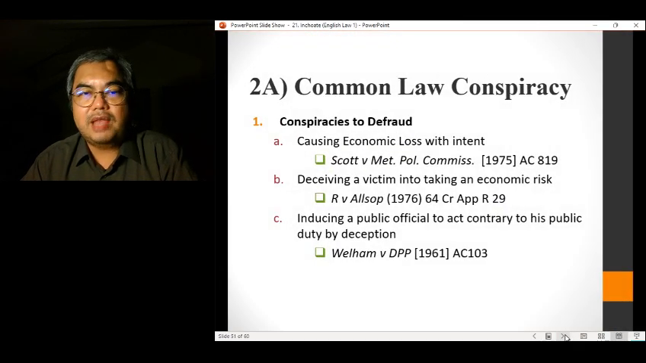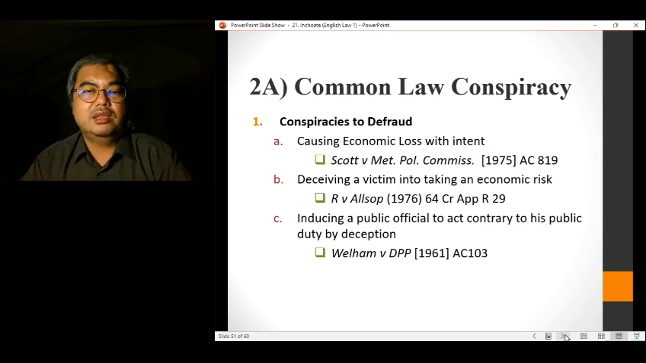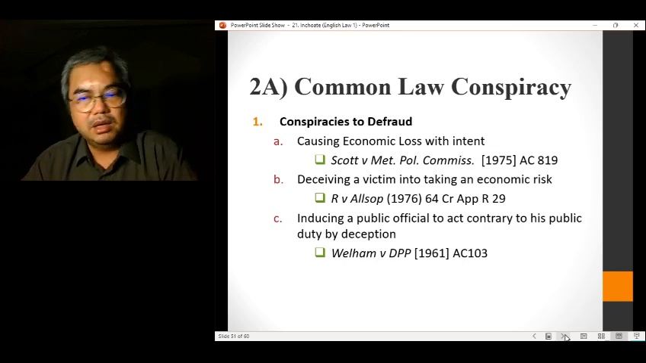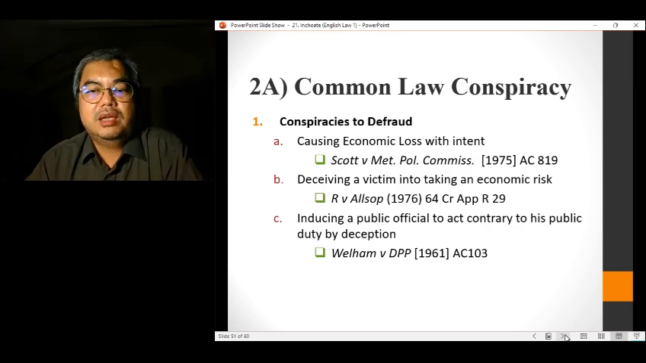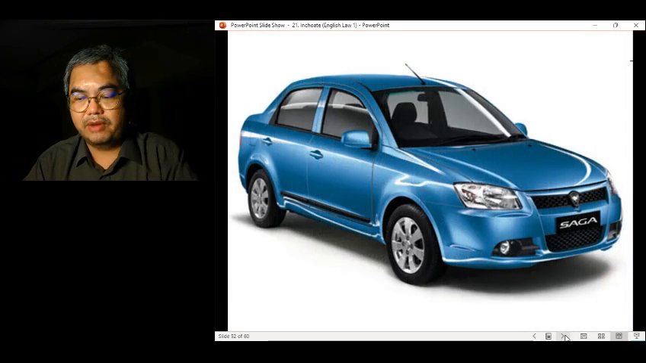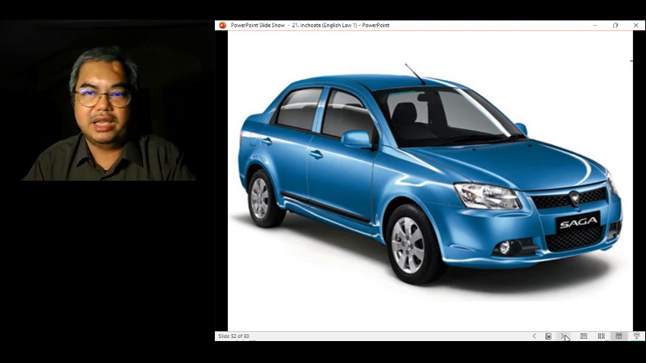Now, the second type of conspiracy to defraud is where you deceive a victim into taking an economic risk. And this is illustrated in the case of Crown against Elsop. The Crown against Elsop is regarding a hire purchase company. Now, hire purchase is something that you will take up when you want to buy a car in the future, if you haven't bought your own car yet.